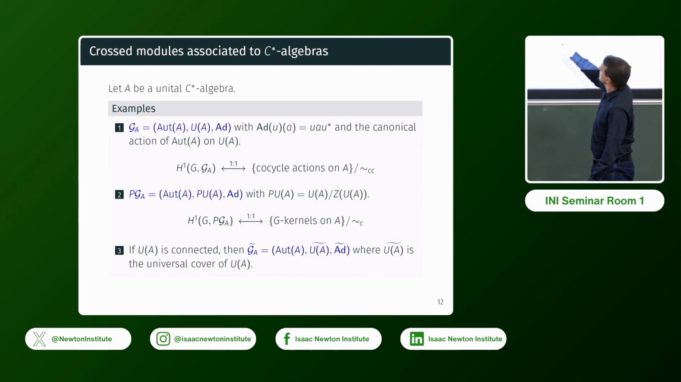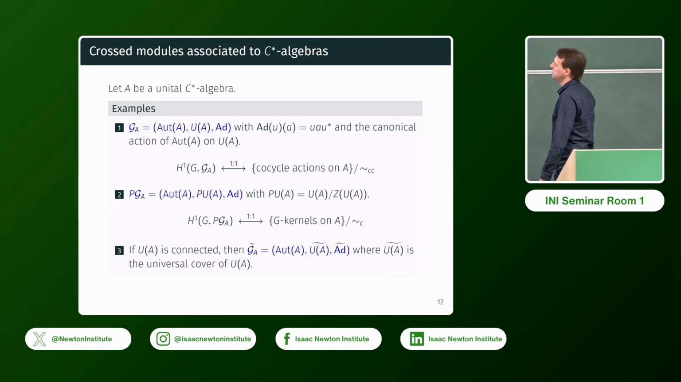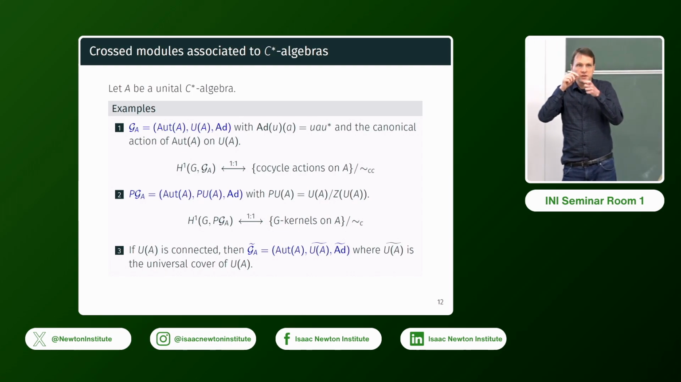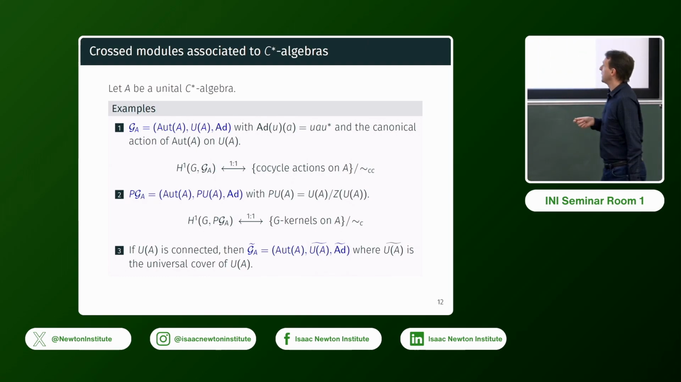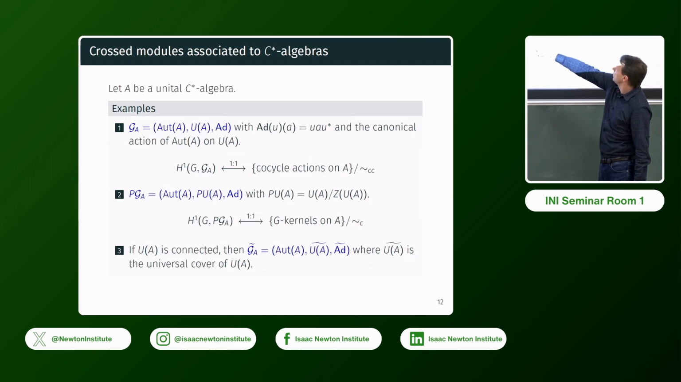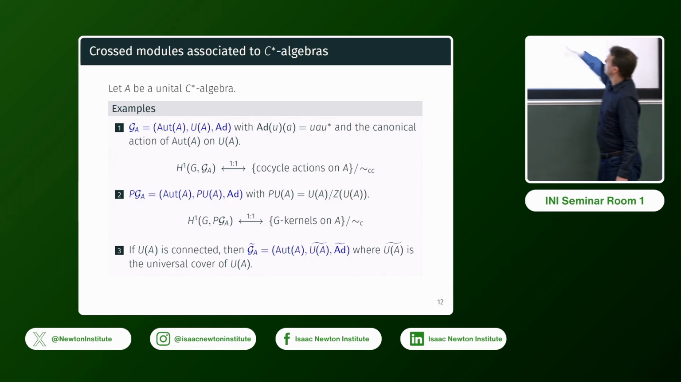So one thing I can do is take the unitary group, mod out by the center, and get what I will denote by the projective unitary group. And then everything else stays the same, and everything still works. I get another crossed module from this. And if I now sit down and write down what the cocycles are, remember that when I try to lift the G-kernel to a cocycle action, my only choices were these elements in the center. And I've now taken those away. So you can see that now the cocycles are in one-to-one correspondence exactly with the G-kernels up to conjugacy.